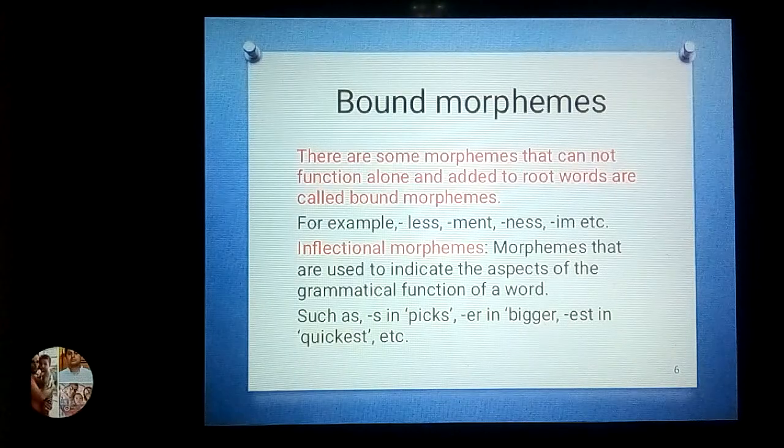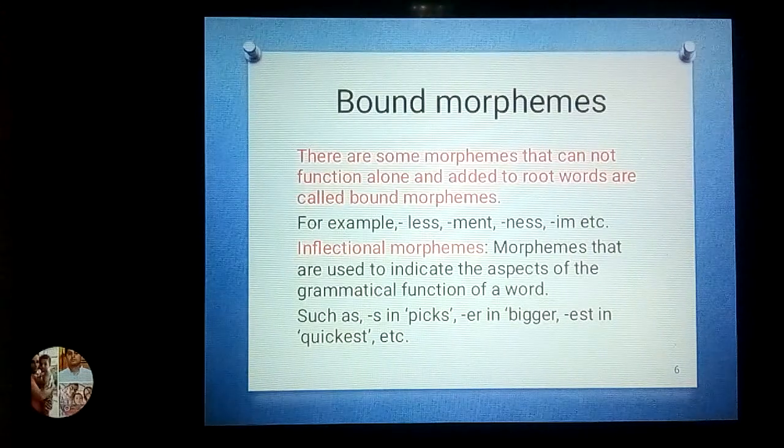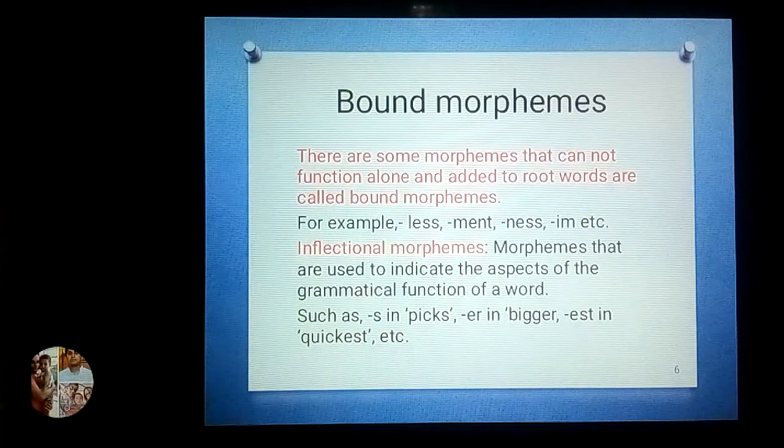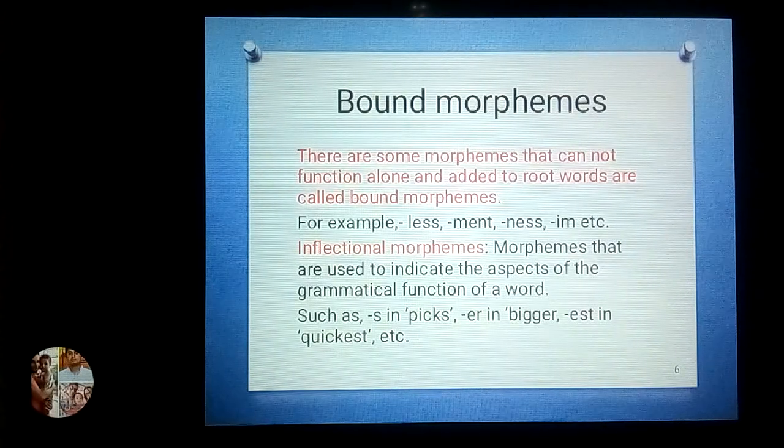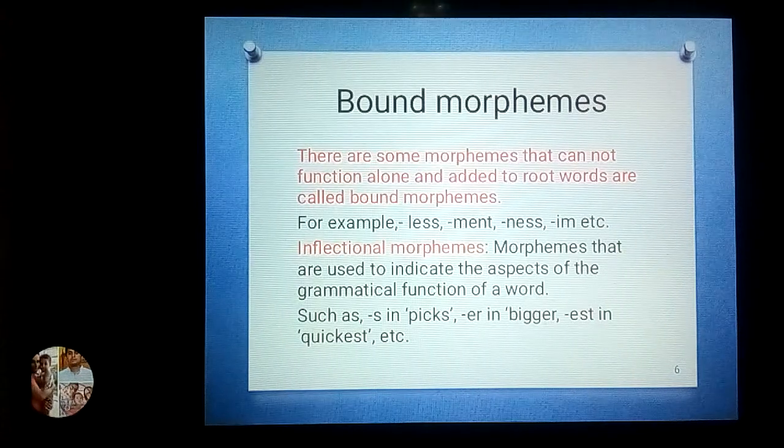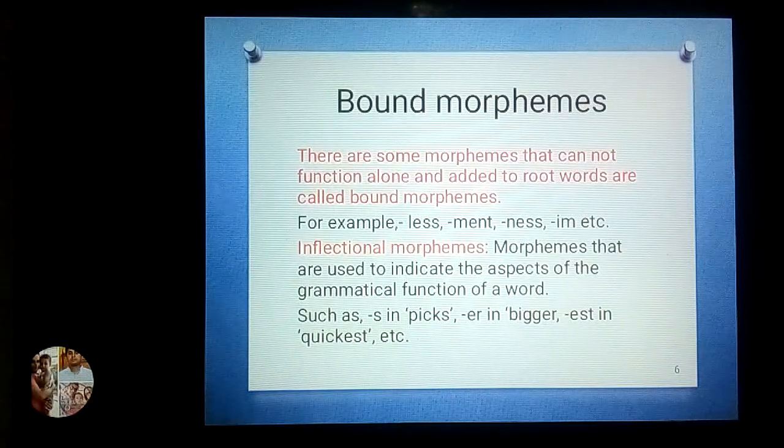When these are added after a free lexical morpheme, such as s is added to the word pig, then it becomes pigs. Er is added to the word big, then it becomes bigger. Est is added to the word quick, then it becomes quickest.